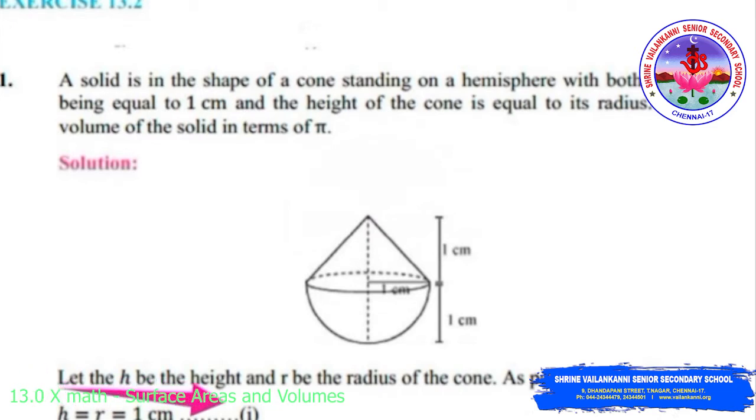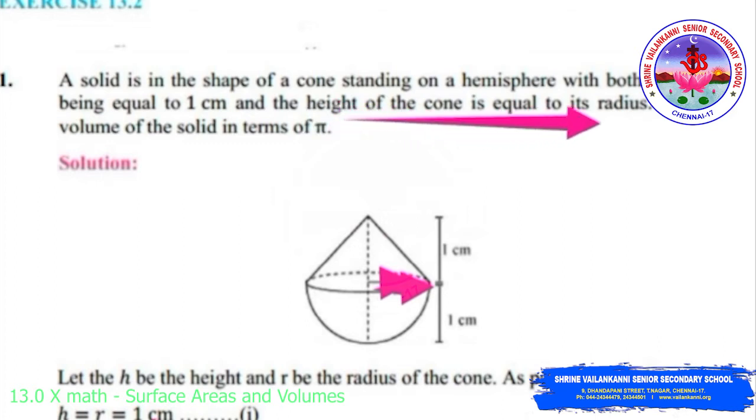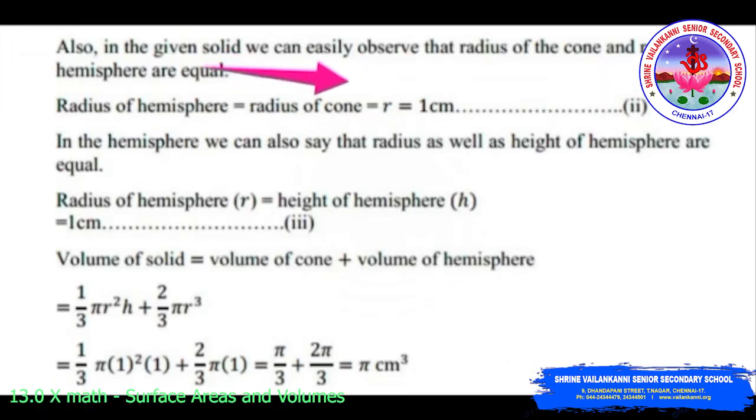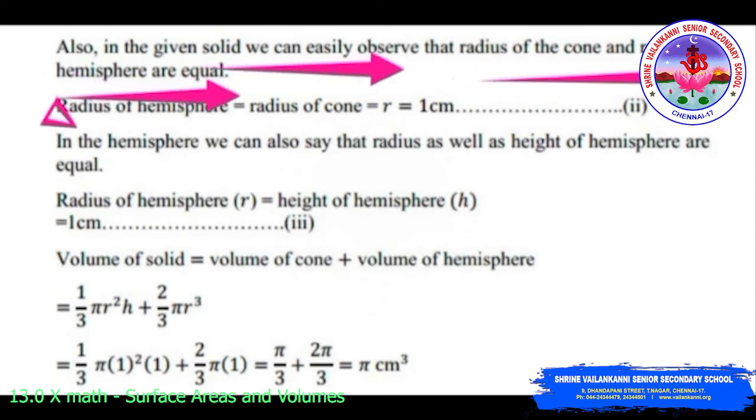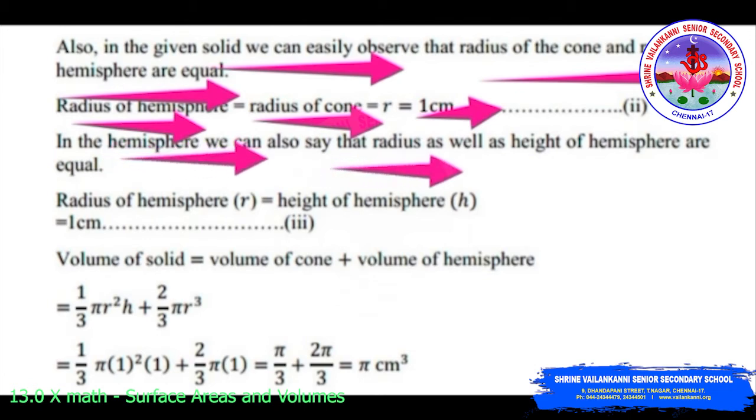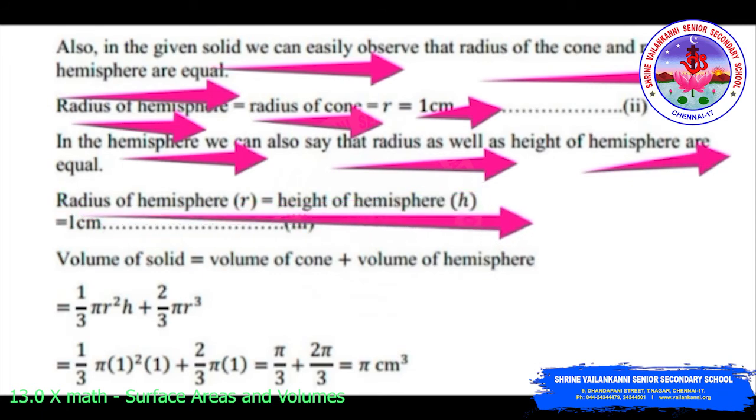Let h be the height of the cone and r be the radius of the cone. The radius of the hemisphere will be equivalent to the radius of the cone. So I am writing the radius of the cone as 1 centimeter. Also it is given that the height of the cone is equal to its radius, so my height of the cone will be equivalent to 1 centimeter. The radius of the hemisphere is equal to the radius of the cone, which is equal to 1 centimeter. Also in the hemisphere, the radius will be equivalent to the height of the hemisphere, so my height of the hemisphere will be 1 centimeter.